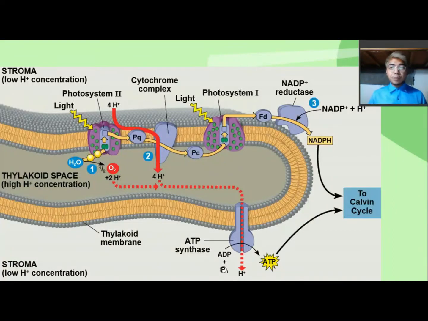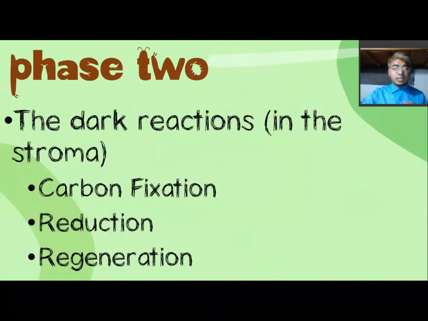When it comes to the different products that were created by the light-dependent reaction, which are the NADPH and the adenosine triphosphate, both of these materials will now be utilized in the Calvin cycle. The Calvin cycle is known as phase 2, also known as the dark reactions or the light-independent reactions, and it happens in the stroma.